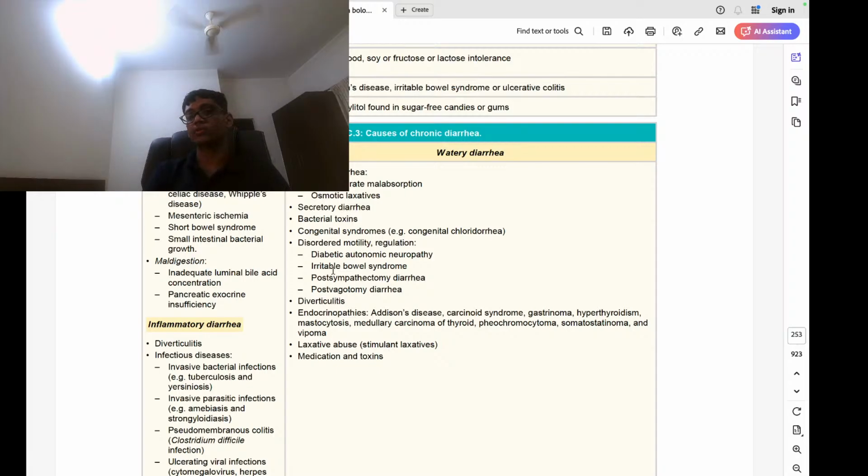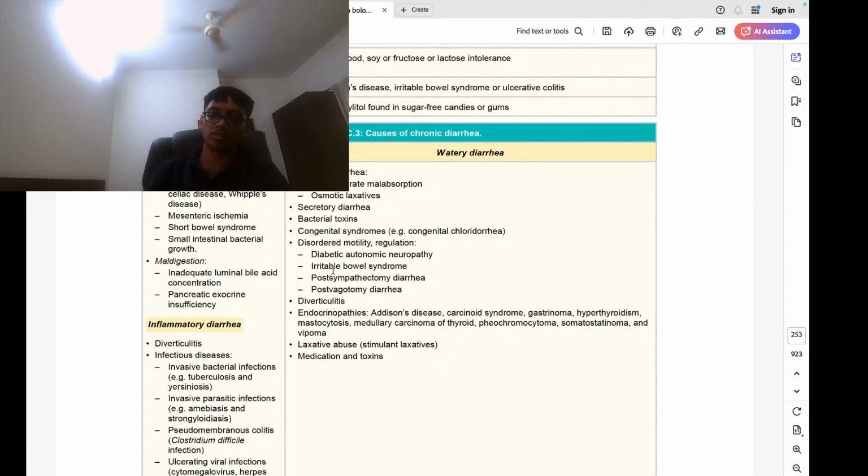Watery diarrhea is caused by osmotic diarrhea, which is caused by carbohydrate malabsorption and osmotic laxatives. Then you have secretory diarrhea: bacterial toxins, congenital syndromes, for example congenital chloridorrhea. Then disorders of motility regulation like diabetic autonomic neuropathy, irritable bowel syndrome, post-sympathectomy diarrhea, post-vagotomy diarrhea.